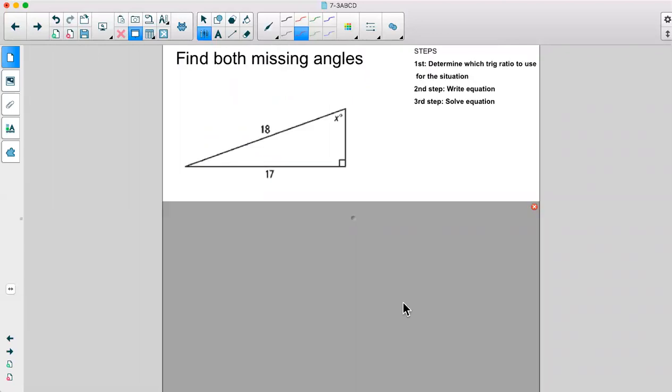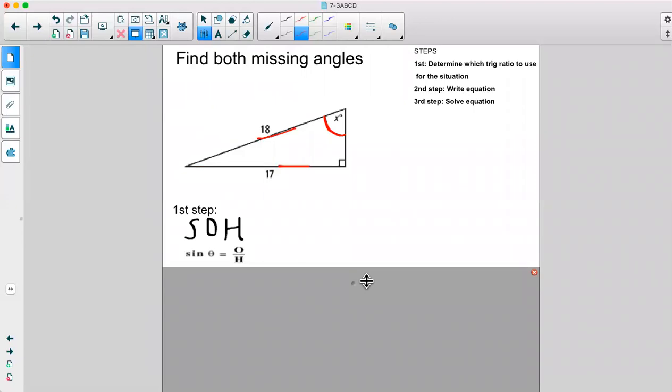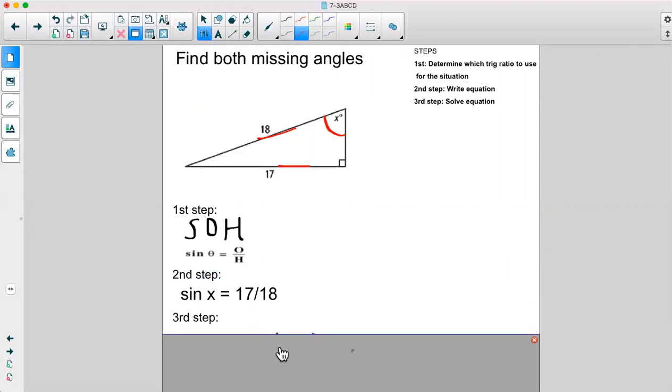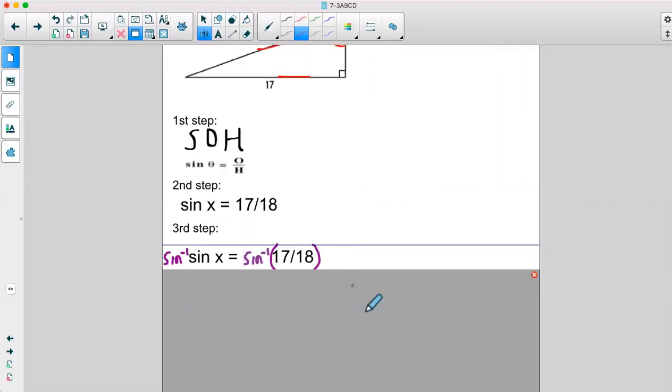Pause, find both missing angles, and then press play. First step, which trig function involves an angle, the opposite leg, and the hypotenuse? That would be SOH. The sine of an angle equals the opposite leg over the hypotenuse. And so the second step, we can write our equation. Third step, we solve our equation. We want to get x alone. Sine is happening to x. We have to take inverse sine of both sides of the equation.